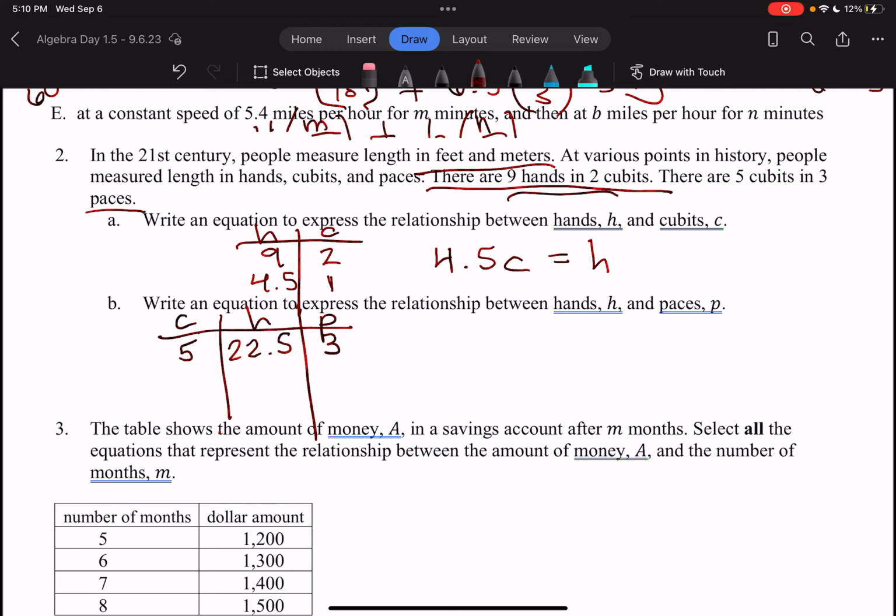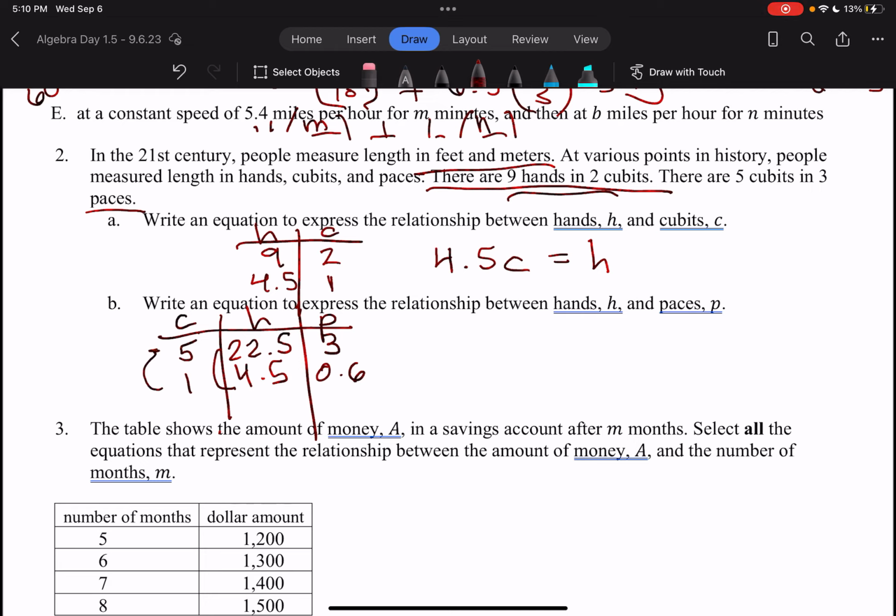Now we want to compare cubits and paces. So if we were to say, well, how many hands are in 1 cubit, right? We have 1 and 4.5, which you know, but then how many paces are in 1 cubit? Well, to get from this to this, we divided by 5, right? So we can do 3 divided by 5, which gives us 0.6 or 3/5. So in 1 cubit, there's 0.6 paces.